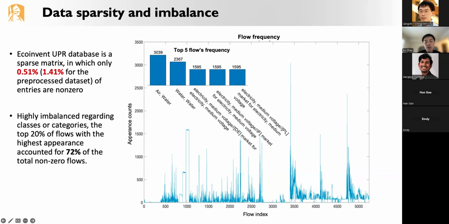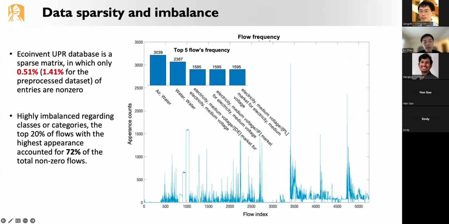This means most entries in the UPR matrix are actually zeros. Only certain flows have physical meanings. So the ecoinvent UPR database can be considered as a very sparse matrix, with only about 0.5% of the entries being non-zero. This means for a typical process, any missing of these non-zero flows will result in significant information loss. So every piece of information is important to us.